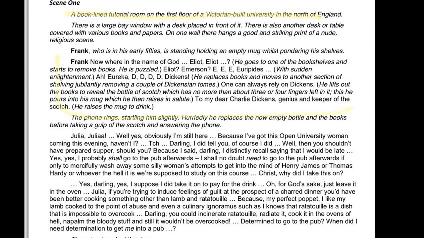The first is this first section here where we have Frank talking to himself and looking through his bookshelves. And what we have here is the contrast between what he's looking at and then why he's doing it. So we're seeing Eliot, Euripides, Dickens, and then he's glad to have found Charles Dickens because he's got a bottle of scotch hidden behind it. So that gives us something about the construction of the character. But it's also quite amusing that he'd be hiding his scotch behind these great works of literature.